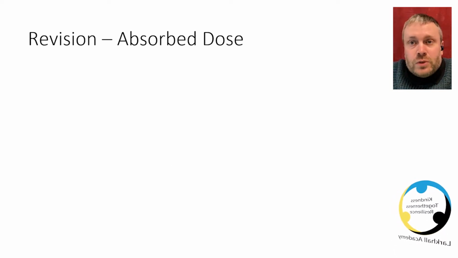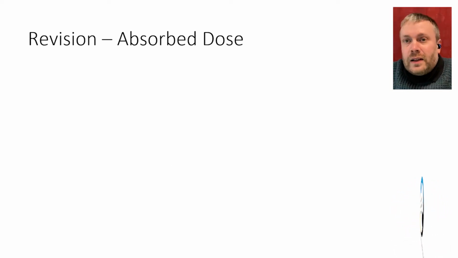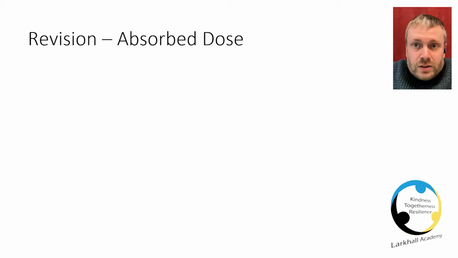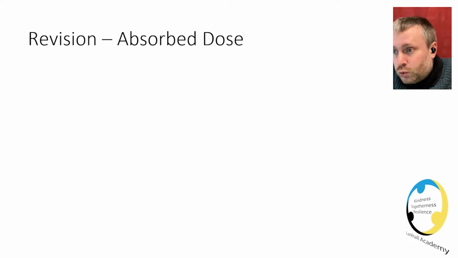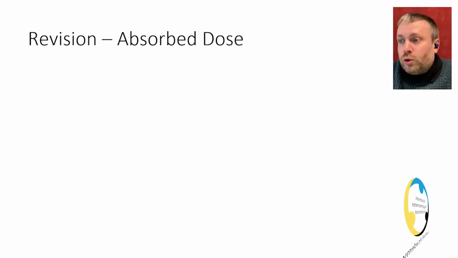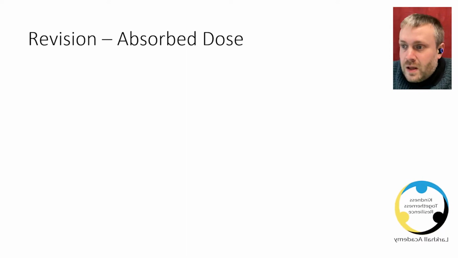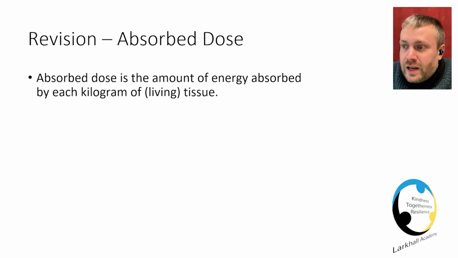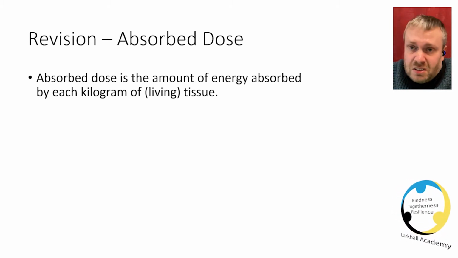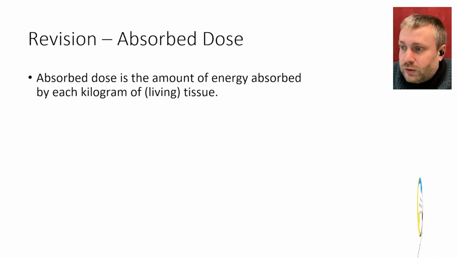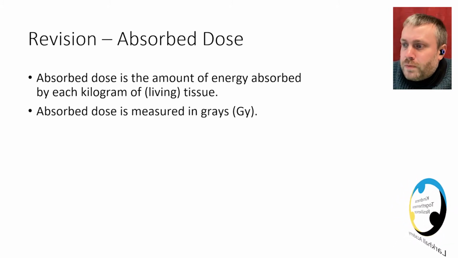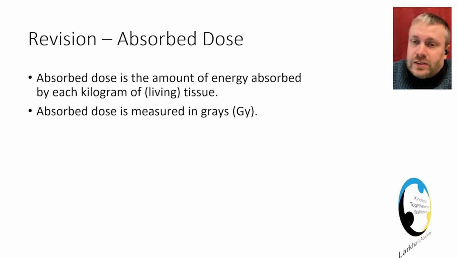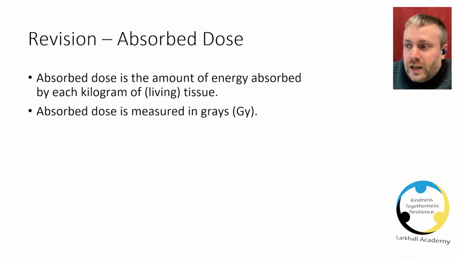Right, revision to start off with, as always. Last time we were here, we looked at absorbed dose. So let's have a little reminder as to what absorbed dose was. Absorbed dose is the amount of energy absorbed by each kilogram of tissue. It's a living tissue, it isn't the kind of tissue you blow your nose into. It's a living tissue. Absorbed dose is measured in units called grays, as I said before, abbreviated to capital G, small y.